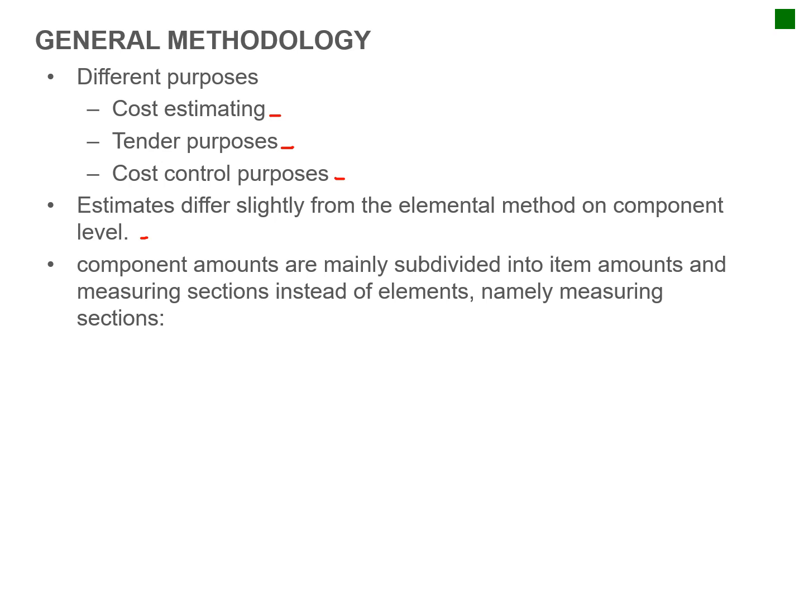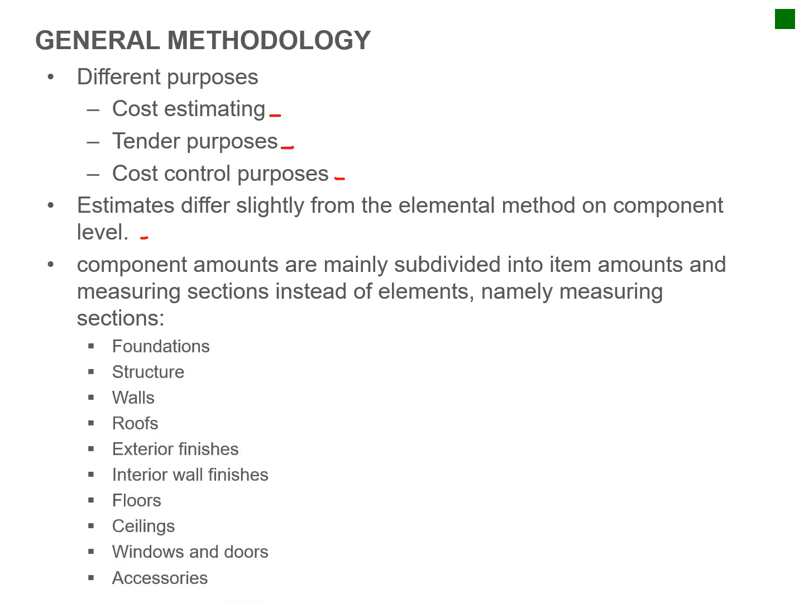So if we go through that, you've got your foundations, structures, your walls, your roofs, exterior finishes, interior walls, floors, ceilings, windows, and your accessories. And the main difference here is you measure items instead of components. So you measure specific items in the bill instead of breaking them down or grouping them in your different sections together.